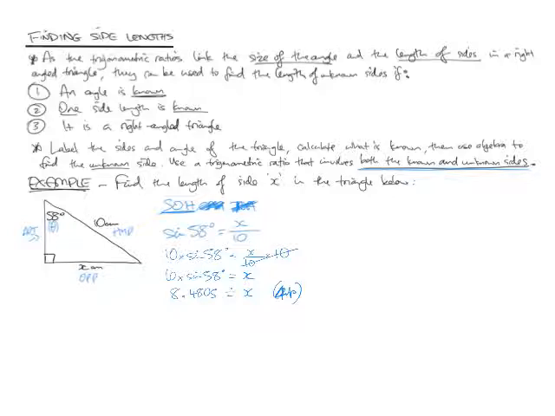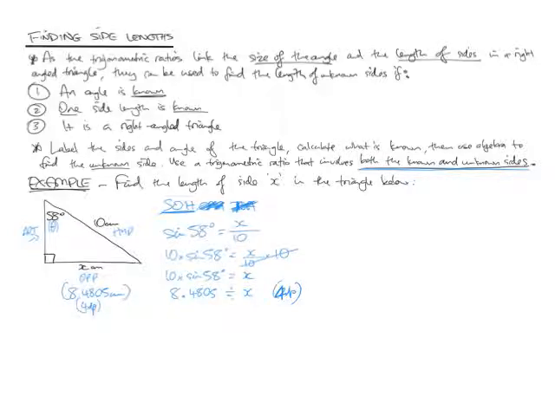So what that's telling us is that this opposite side must be 8.4805 centimeters to 4 dp, 4 decimal points, okay? So that is an example of using trigonometry and the trig ratios to find unknown sides in a triangle below.